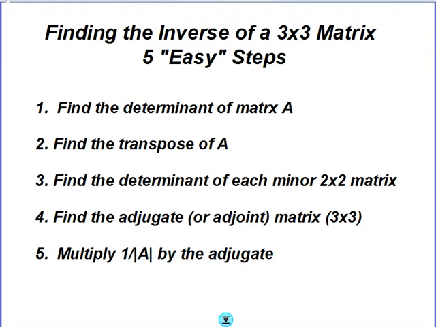Alright, so that's the determinant, and then we're also going to find the inverse of the 3 by 3. So, 5 easy steps. The easy is in quotation marks because each step individually is easy, but the process is sort of lengthy. We're going to find the determinant and then the transpose. Then in this step, we're going to find the determinant of the minor 2 by 2 matrices, so we'll look at what that looks like. Then find the adjugate, and last step, just like with the 2 by 2s, multiply 1 over the determinant by the matrix that we get. So let's look at an example.